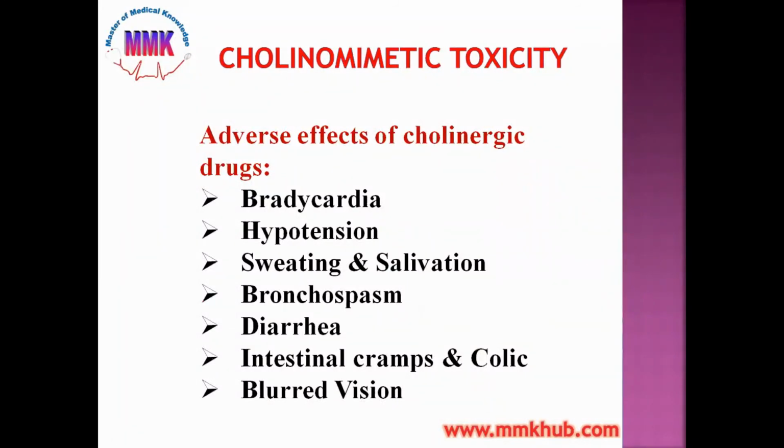Now we're going to talk about the toxicity or adverse effects of the cholinergic drugs, which is basically seen in organophosphate poisoning because it is an irreversible drug. It leads to bradycardia, hypotension, sweating and salivation, bronchospasm, diarrhea, intestinal cramps and colic, and blurred vision. Basically, the action of the parasympathetic system is heightened, working more than required, hence leading to these toxic effects.